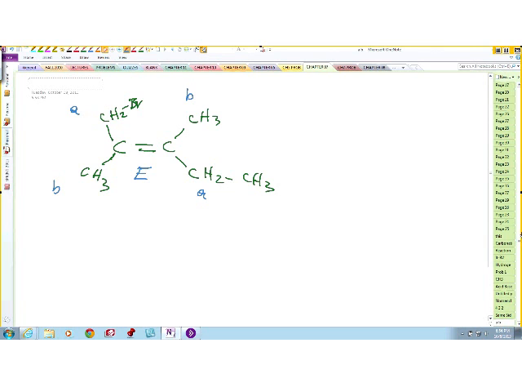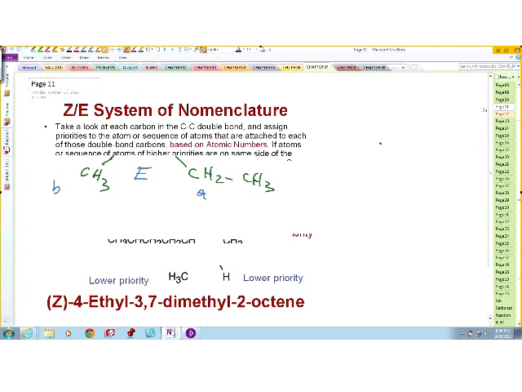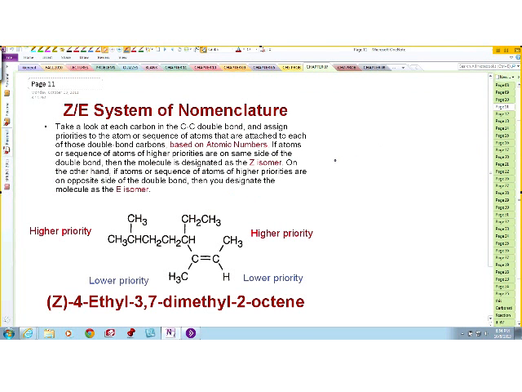Now, let us introduce a little bit more complexity to this. Yeah, we could do this. This should be easy for you guys to do, right? So we don't need to worry about this. Okay, let's do this for you. I already have it here. I got the name here, Z-4-ethyl. Okay, so let us do that.